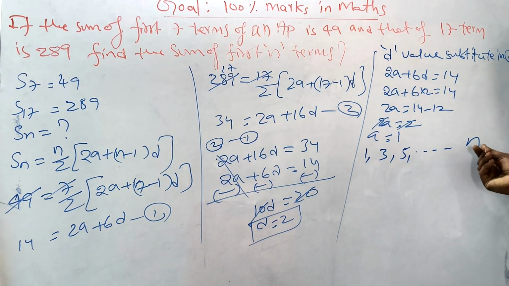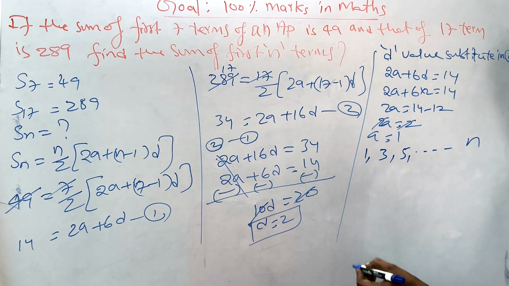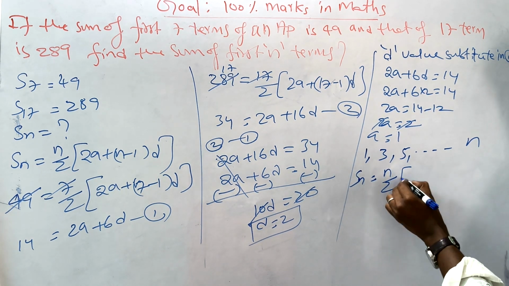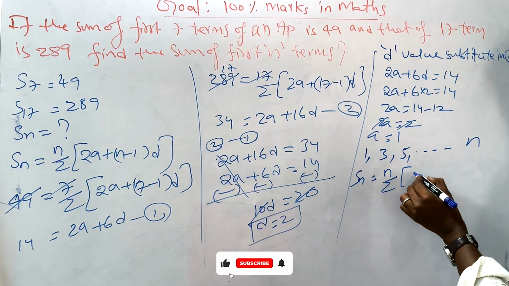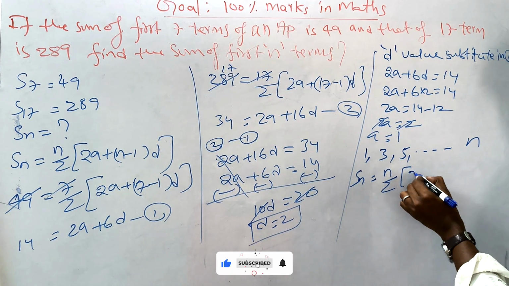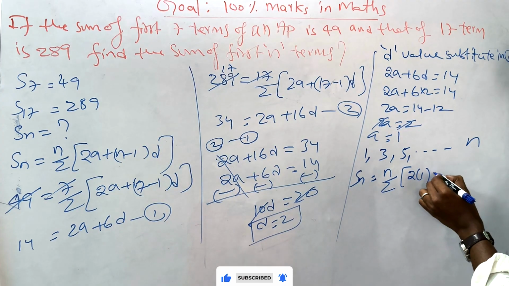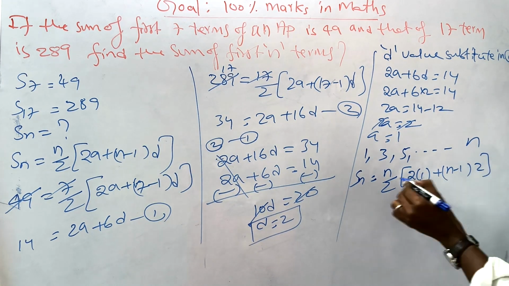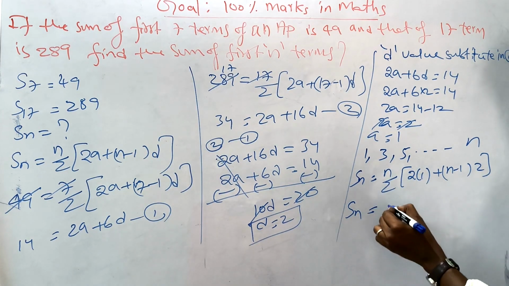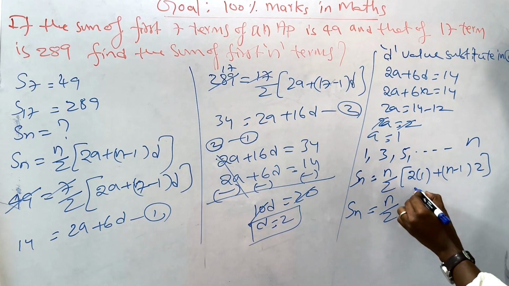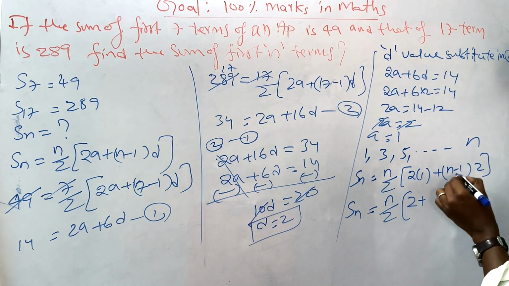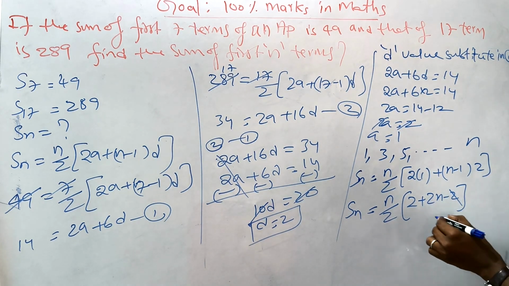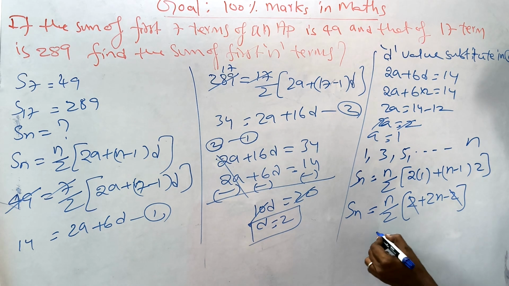Now we have to find the sum of n terms. We already know the formula: Sn is equal to n by 2 into 2a plus n minus 1 into d. Here 2a is 1, directly I am substituting here, plus n minus 1 into d, which is again 2. Now if you simplify this, Sn is equal to n by 2 into 2 plus 2n minus 2. Now 2 gets cancelled.